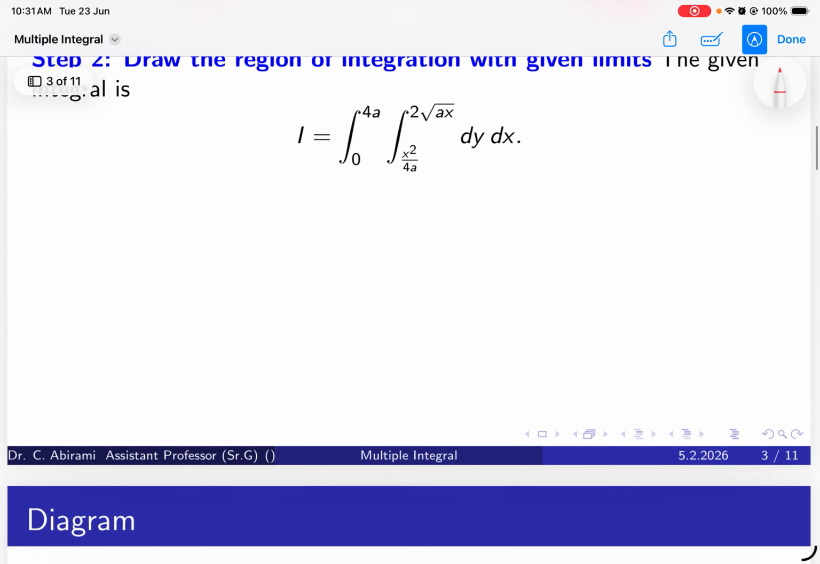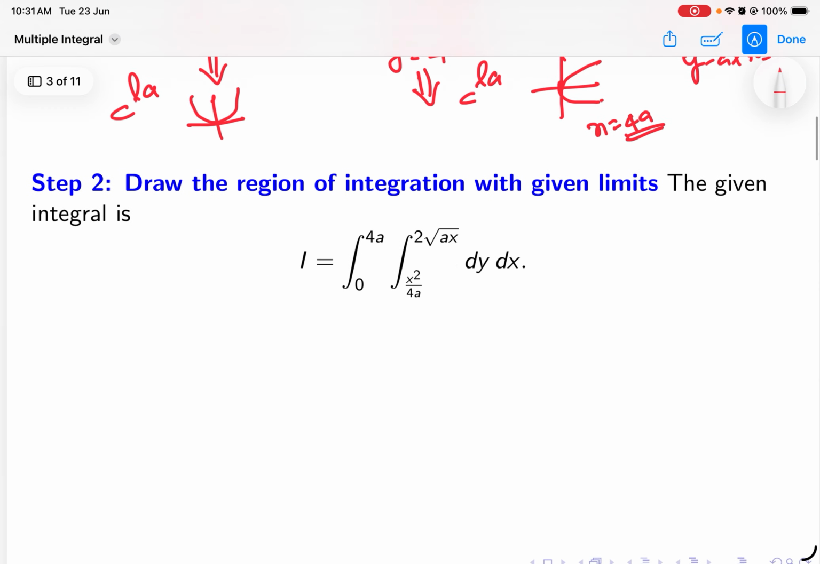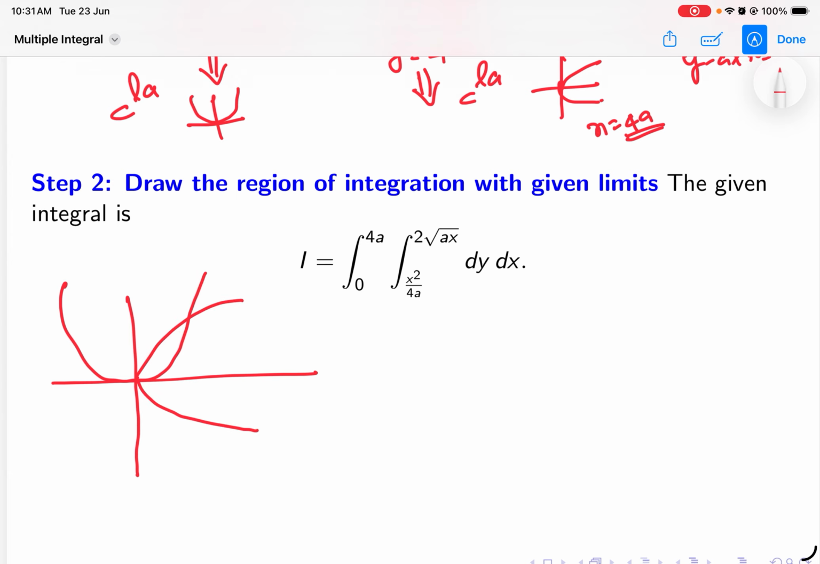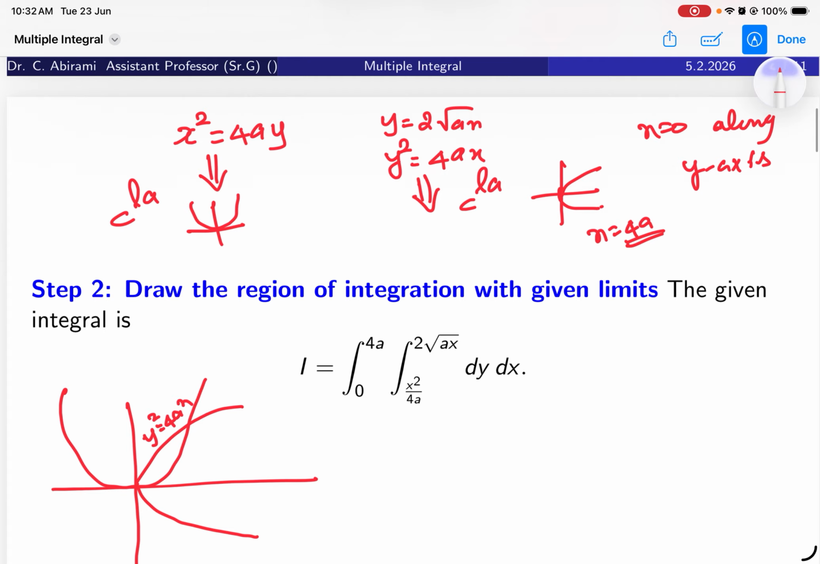So how are we going to sketch the diagram? In this manner we are going to sketch the diagram. This is x squared is equal to 4ay. This is y squared is equal to 4ax. And this is the x-axis, this is the y-axis. X is equal to 0 along the y-axis. X is equal to 4a obviously lies here.